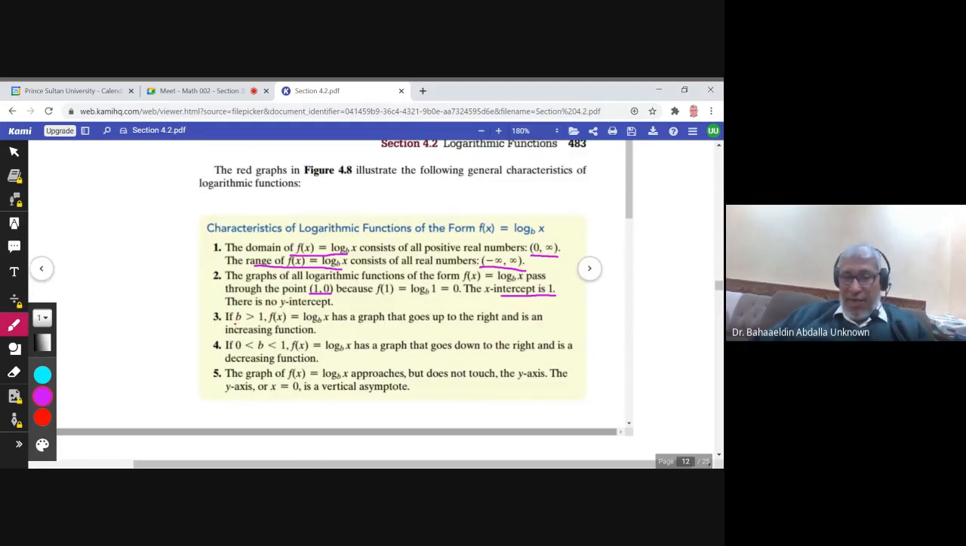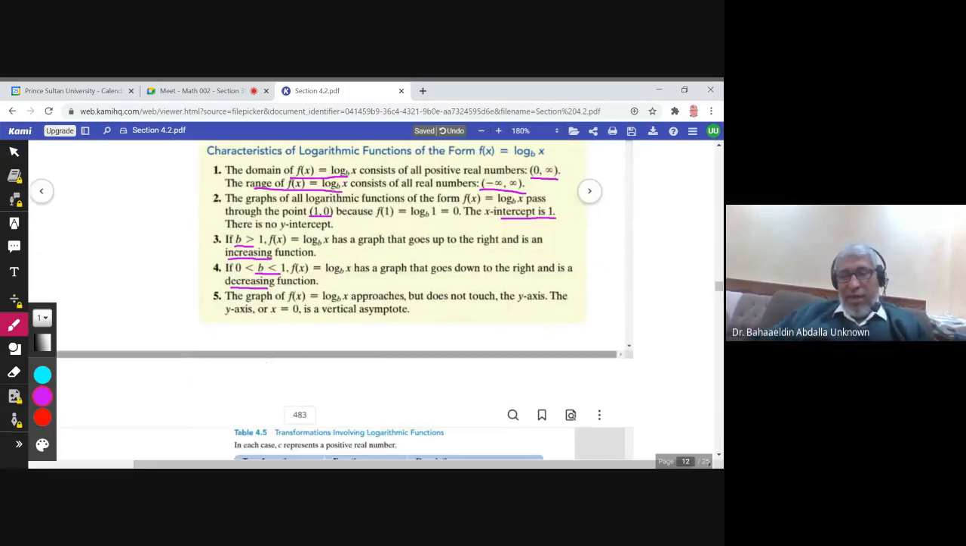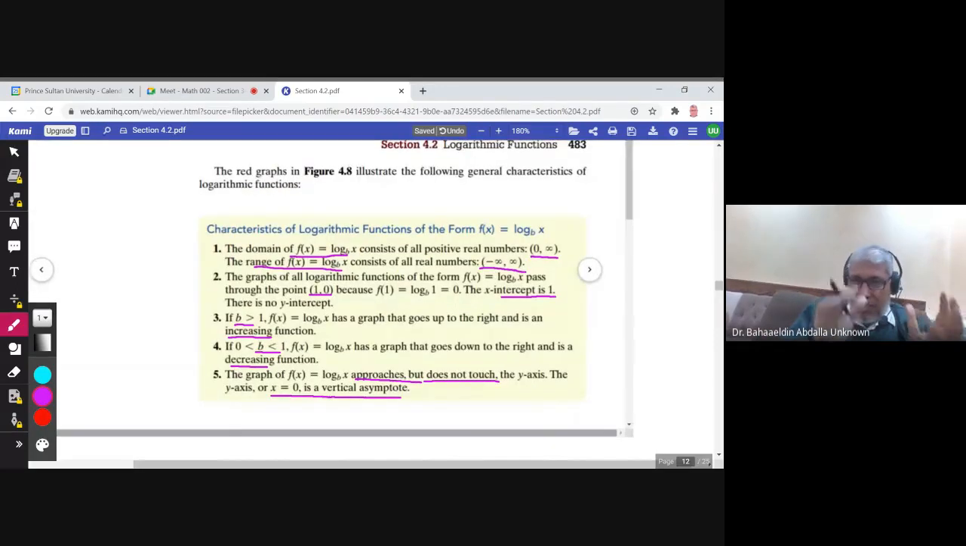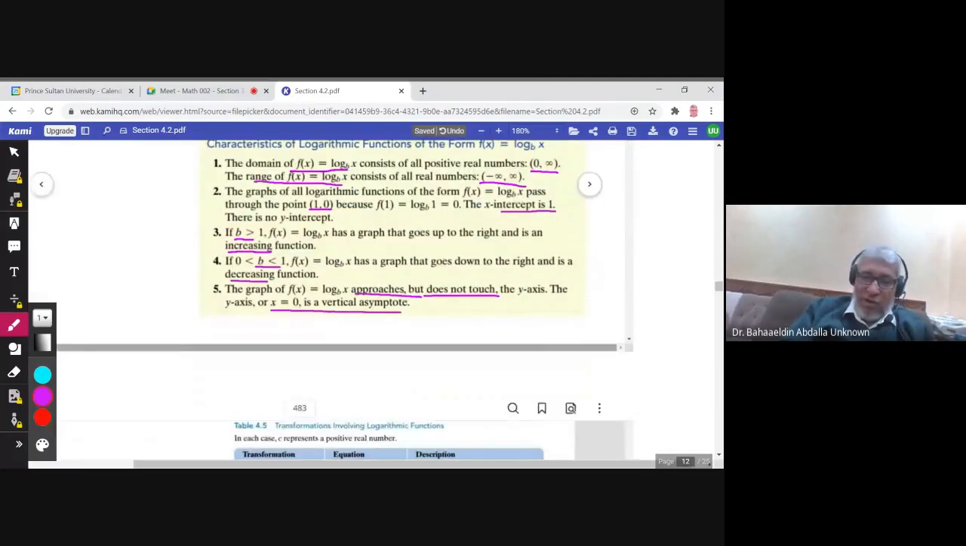If b is greater than 1, the logarithmic and the exponential are increasing. If b is less than 1, the logarithmic and the exponential are decreasing. Now, there is a vertical asymptote, which is the line x equals 0. The meaning of vertical asymptote is that the graph approaches the vertical asymptote but never touches it. So these are the characteristics of the logarithmic functions.